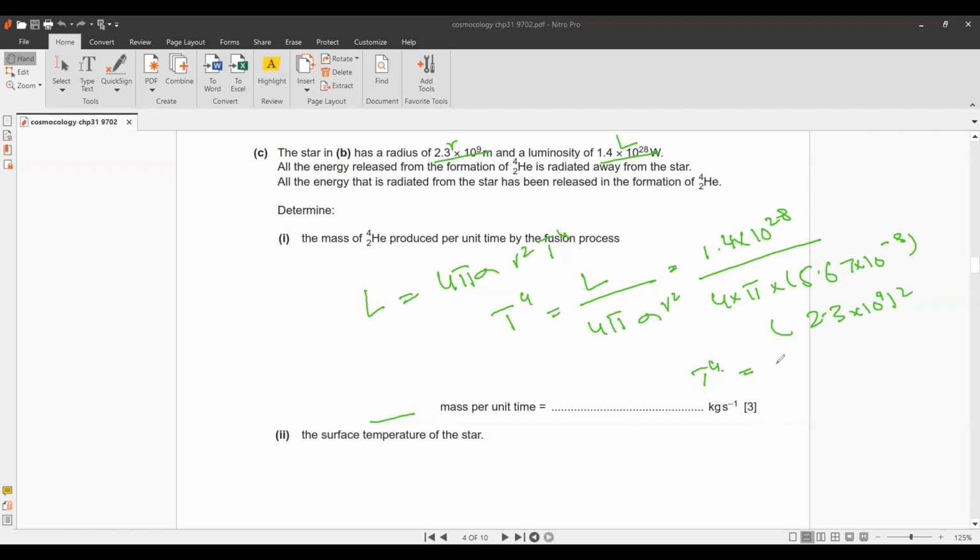3.7 times 10 power 15. Sorry, 0.7 times 10 power 15. 3.7. Okay, and take the fourth root of it now.